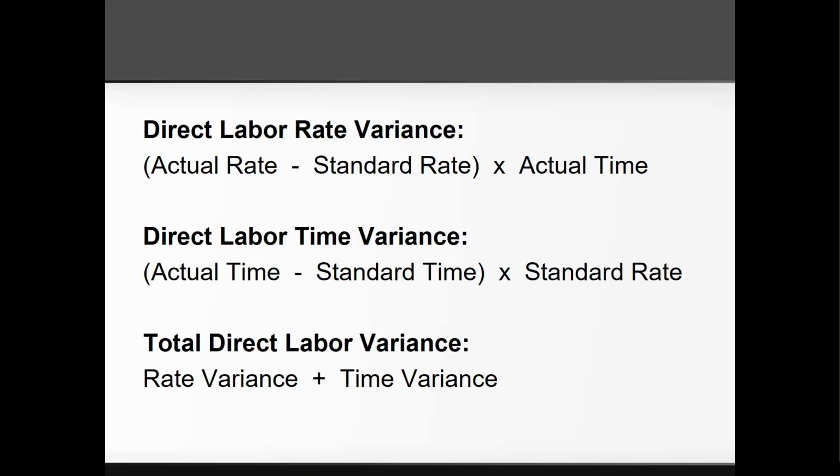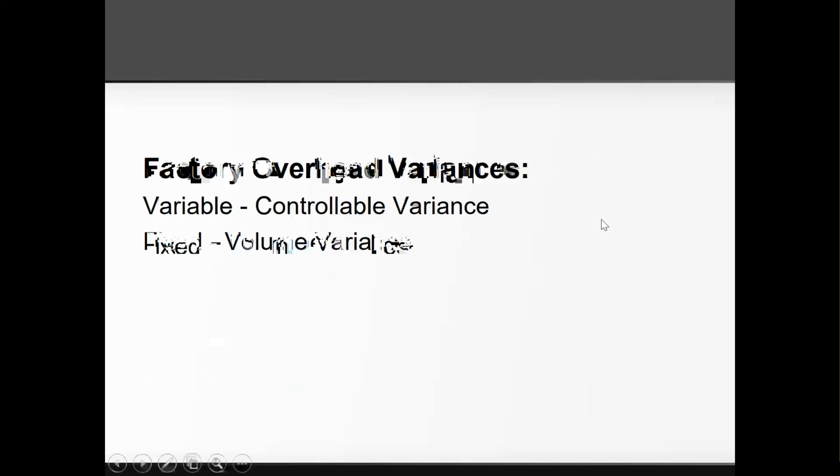Factory overhead variances, we have two. We're not going to spend much time on those. Your variable factory overhead costs can cause a variance that we consider the controllable variance, and your fixed factory overhead costs cause a variance that we would call the volume variance. If you recall, fixed cost, the more you manufacture, the lower your cost per unit. So if we operate at capacity, if our volume is high, that's going to lower our cost per unit. If we don't, we're going to have a variance.